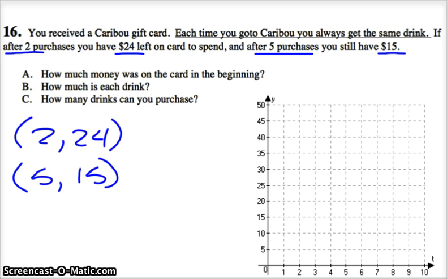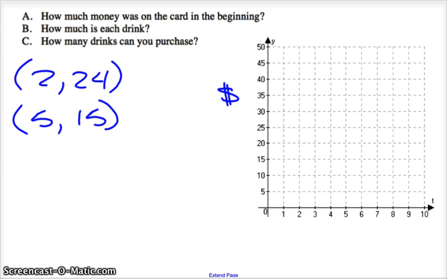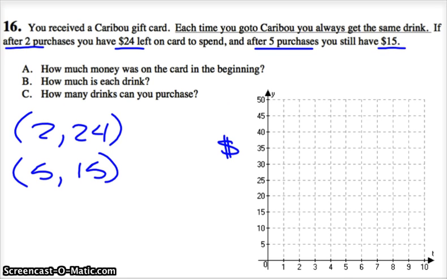So over here my graph, on the y-axis is going to be the money left. And on my x-coordinate is going to be the number of drinks purchased. So I can say number of drinks. Okay. So I'm going to move it down a little bit so you can still see it.